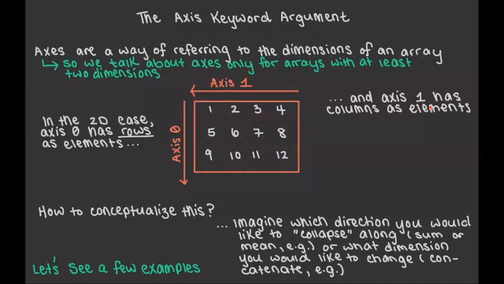On the other hand, if we wanted to sum up 1, 5, 9, and then 2, 6, 10, and so on, we'd be reducing all of these numbers in this vertical direction. So that's why we want to use axis 0.